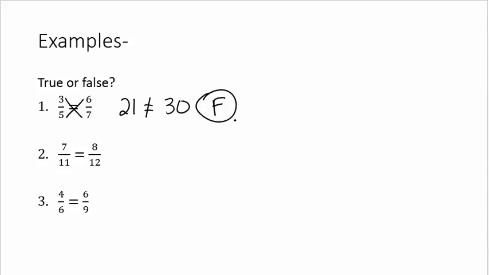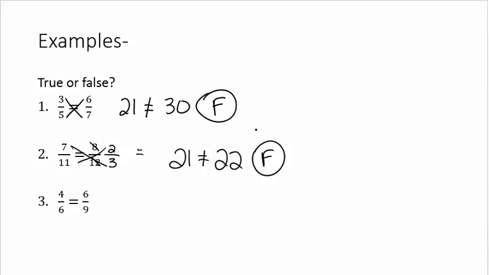On number 2, we have 7/11 equal to 8 over 12. 7 over 11 does not reduce. 8 over 12 does reduce. They're both divisible by 4, so we get 2 over 3. And you can see that since both ratios are reduced, they are not equal. We can also check, like we did in number 1, by cross multiplying to see if in fact these ratios are equal. So we would do 7 times 3 equal to 11 times 2. 7 times 3 is 21. Is that equal to 2 times 11, which is 22? In fact, it is not, so this one's also false.